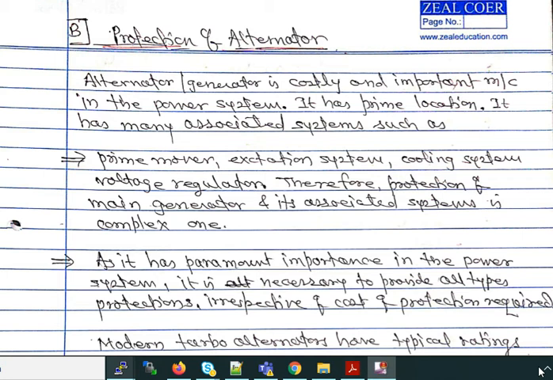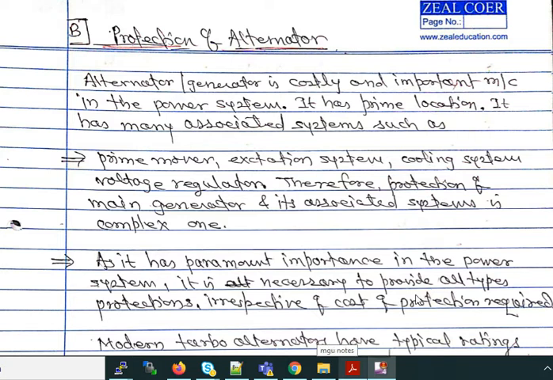Hello students, in this video lecture we are going to learn the protection of alternator. We know that alternator is also known as a generator and is a costly and important machine in the power system. It has a prime location in the power system. It has many associated systems such as prime mover, excitation system, cooling system, voltage regulator. Therefore, protection of the main generator and its associated systems is a complex one.